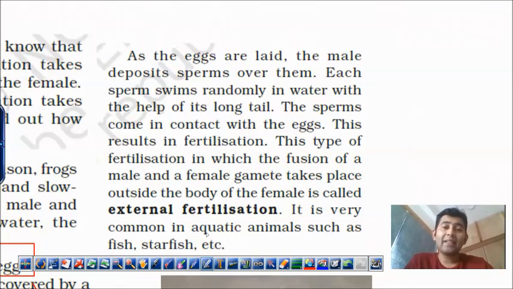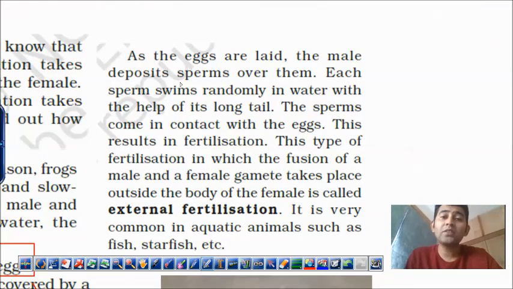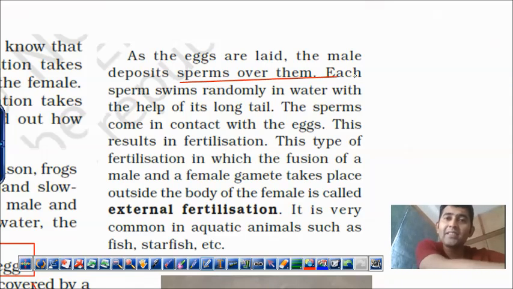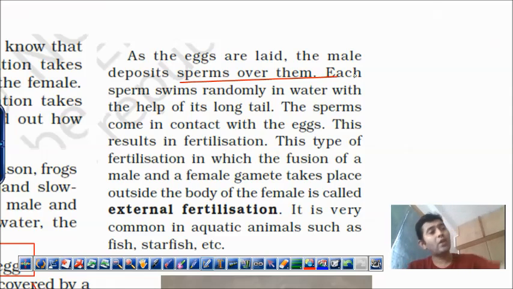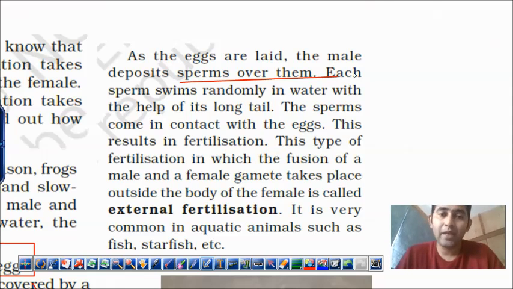Once the eggs are laid, the male deposits the sperm over them. तो फीमेल ने eggs एक जगह पे रख दिए पानी में, उसके ऊपर sperms रख के आता है male, and each sperm swims randomly in water with the help of its long tail. The sperms come in contact with the eggs, and this results in external fertilization.